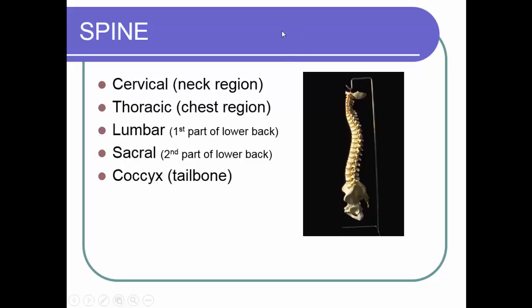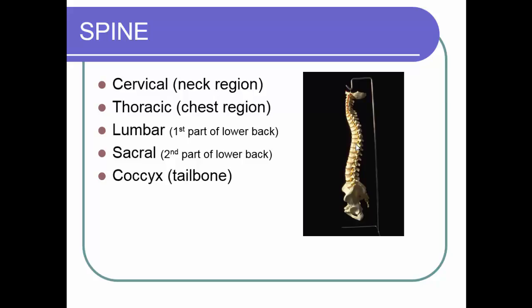The spine then is divided into specific regions, and the cervical region is the neck region right through here. We have 7 cervical vertebrae, and they are listed as C1 through C7. The thoracic or chest region is just below the cervical, and so that is about right here, thoracic and T1, and then that also goes down to T12, which is the last thoracic vertebra. So T1 through T12, there's 12 thoracic vertebrae.